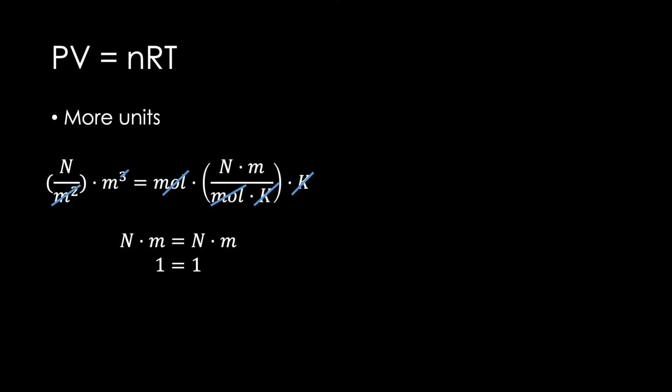When we simplify this, we see that on the left-hand side, meters squared cancels with meters cubed to leave just meters. On the right-hand side, moles cancels and Kelvin cancels. Then we're left with Newton meter is equal to a Newton meter, which is true. Of course, we can simplify this to 1 equals 1, but it really isn't necessary. Here the goal was just to check that all the units check out, and we really do have a statement of equality.